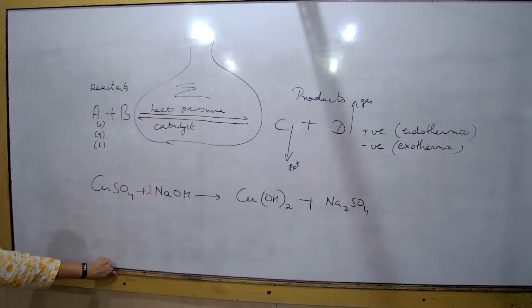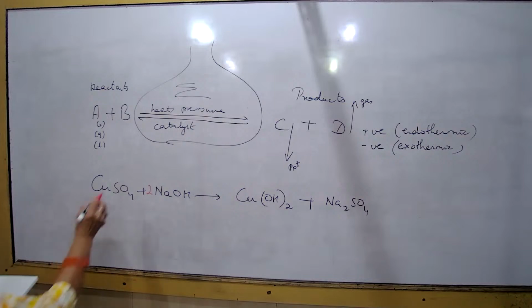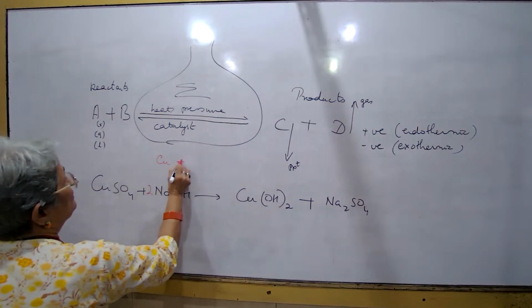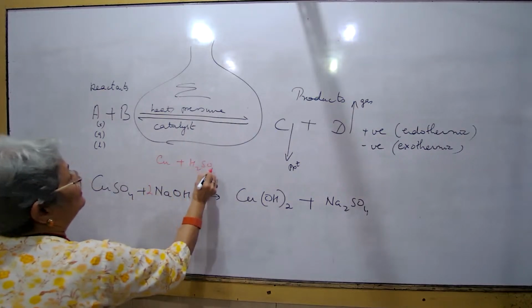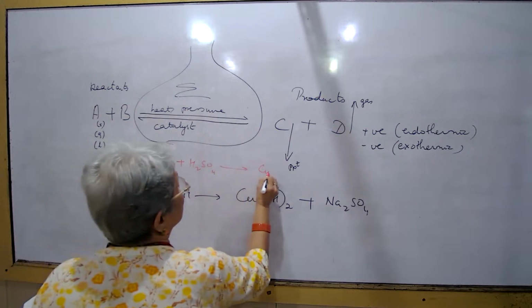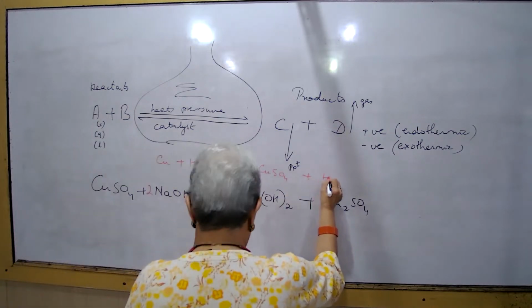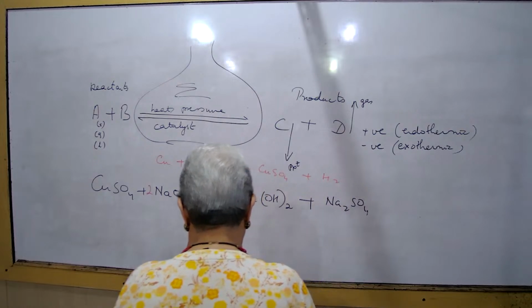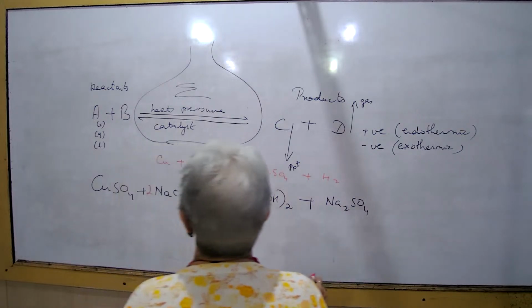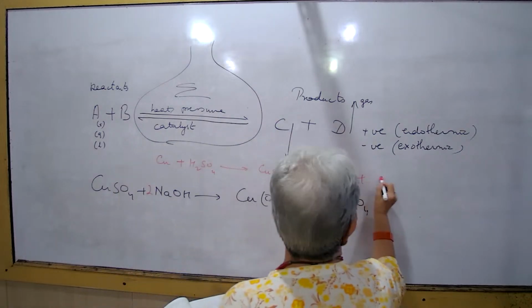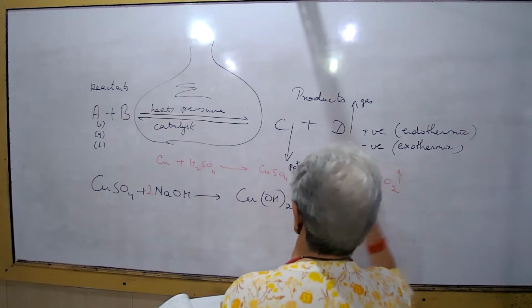Okay? Any other one you want to do? Suppose you have another one now. Take another one from here. Copper plus sulfuric acid. Copper plus sulfuric acid will give you copper sulfate, plus you're getting hydrogen. That is, you're getting water plus you're getting sulfur dioxide.